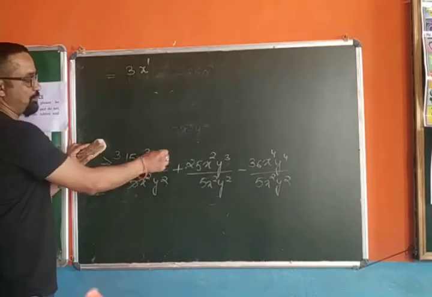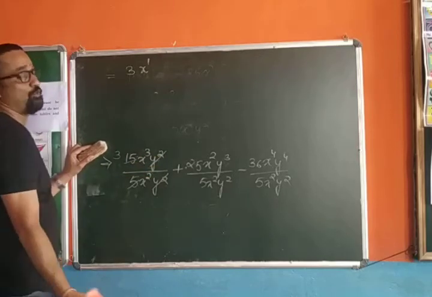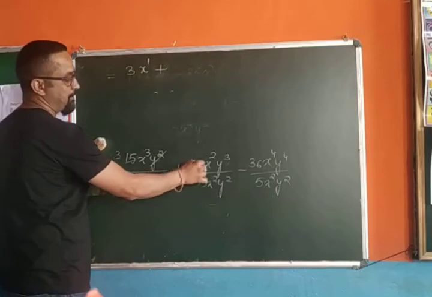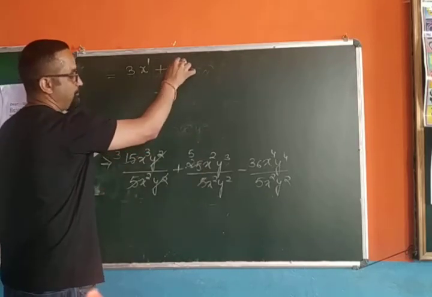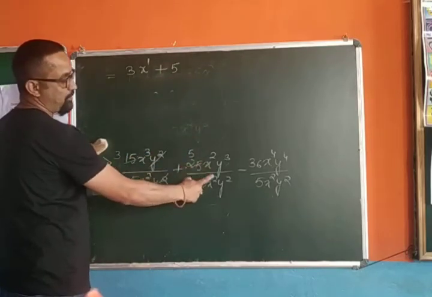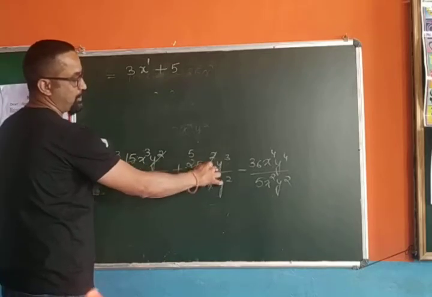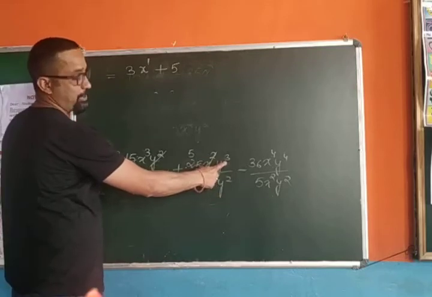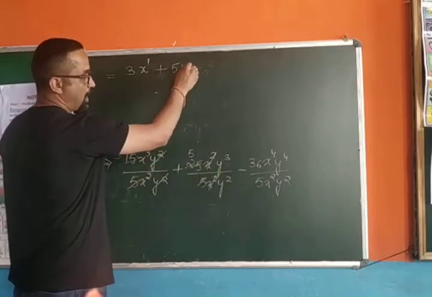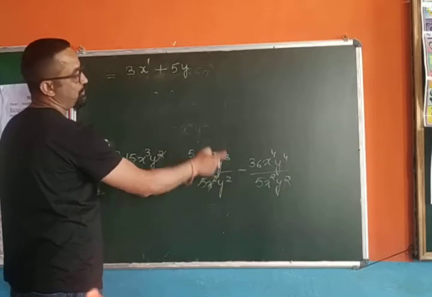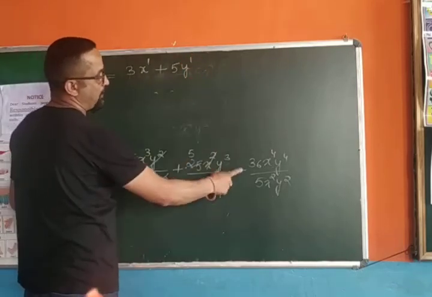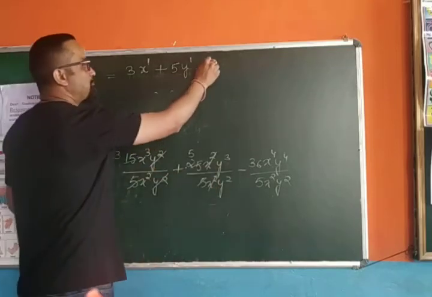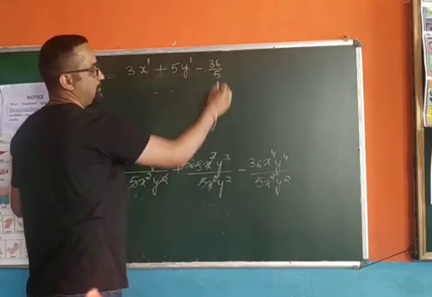y is equal, so you can cancel this. No y is left. Plus sign. 5 times 25, you write 5. x to the power of 2, x to the power of 2. Equal powers you can cancel. y 3 and 2, so you write y. 3 minus 2 is 1. Minus 36 can't be divided by 5, so keep fraction as it is.